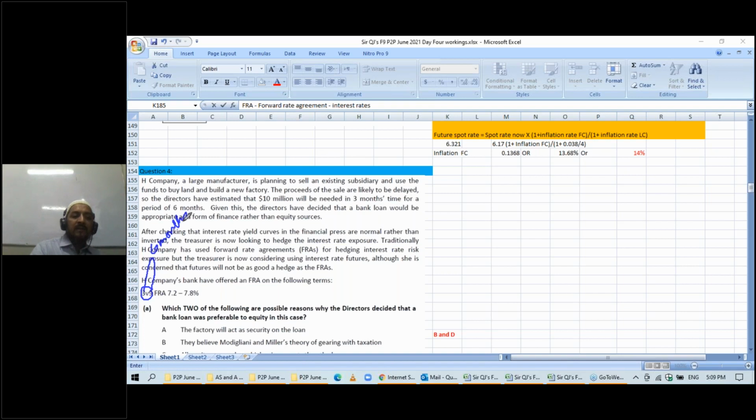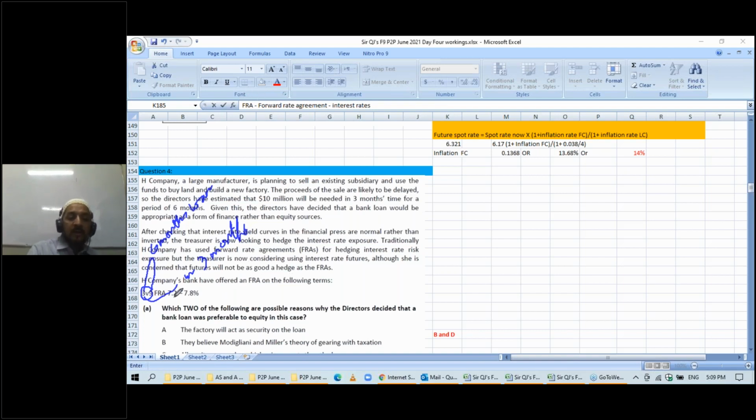And 3 represents the first digit. 3 represents that the loan is needed in 3 months. After 3 months, the loan is needed, and there is a risk that the interest rate on the loans will increase. This is the problem. So this is being talked about in the second paragraph, that they are concerned that if the rate after 3 months of loans increases, what happens then? So they enter into a forward rate agreement.